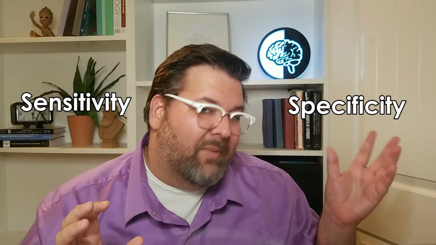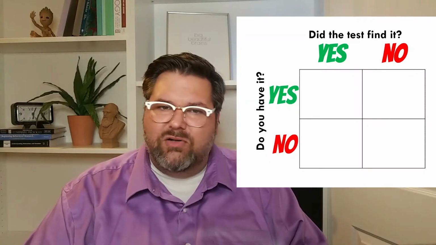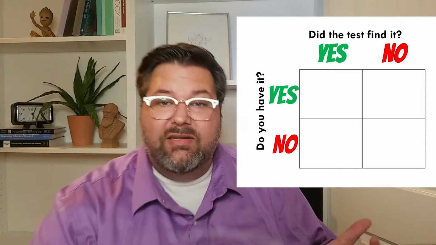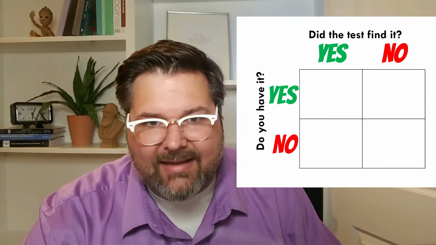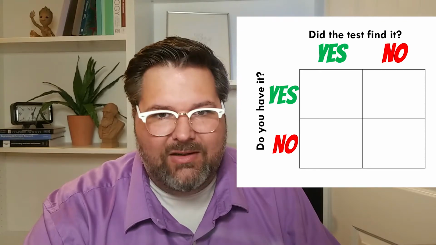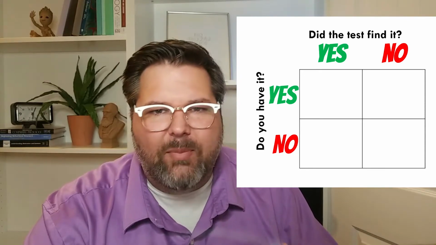There are two really important concepts that have to be considered when looking at test results: the test's sensitivity and specificity. To understand these concepts, it's useful to think about all the possible outcomes when you take a psychological test. If you're a statistics fan or have seen our video on type 1 and type 2 error, this will look really familiar. In essence, there are two dimensions to consider. The first is whether you have the disorder or not. The second is whether the test says you have the disorder or not. And this leaves four possibilities.